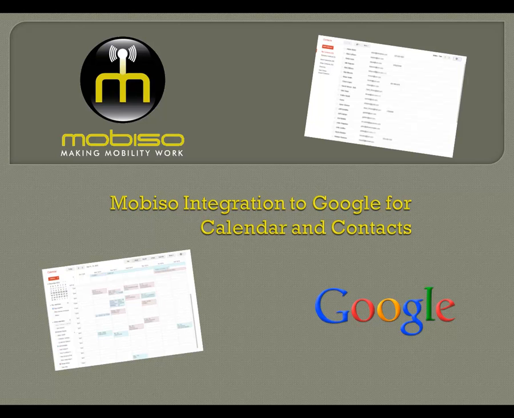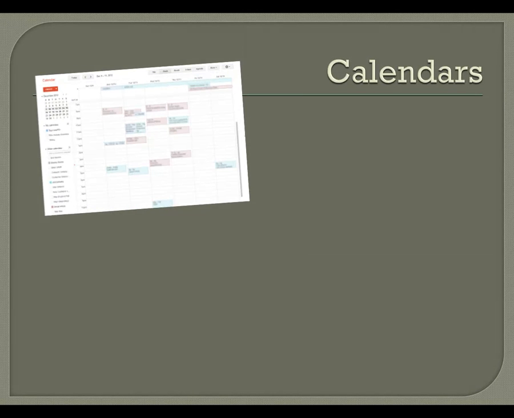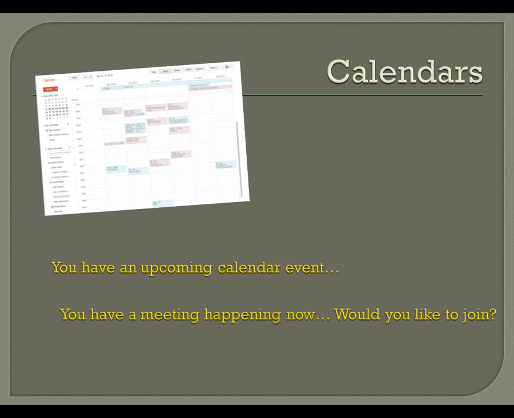Starting with Mobiso version 6.7, Mobiso has added the unique ability to integrate with Google Apps for Business and Gmail to speech-enable personal calendar and contact information. Google Calendar integration enables Mobiso to play back and remind a caller about upcoming and in-progress calendar events.